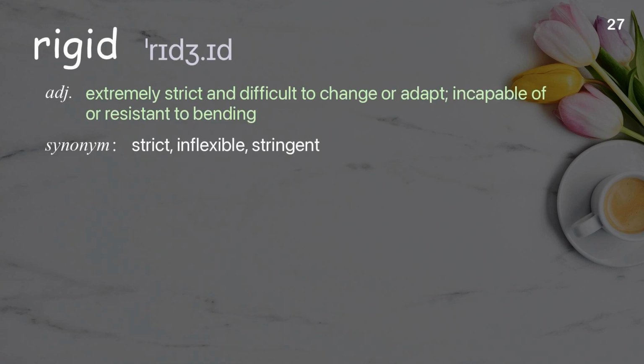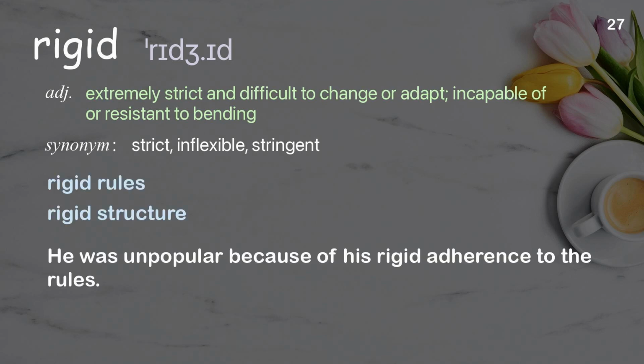Rigid. Extremely strict and difficult to change or adapt, incapable of or resistant to bending. Examples: Rigid rules. Rigid structure. He was unpopular because of his rigid adherence to the rules.